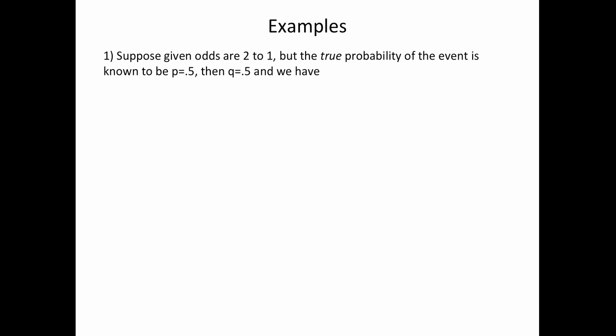So how about some examples? Suppose given odds are 2 to 1, but the true probability of the event is known to be 0.5, and therefore q is 0.5, and we have x would be 0.5, that's the true probability, times 2, those are the odds, minus q, which is 0.5, everything divided by 2, which was the b value, which were the given odds. That simplifies to 1/4. That means I'm going to bet 1/4 of whatever bankroll I have. So if I had $100, I would bet 25, or if I had only $1, I would bet 25 cents.